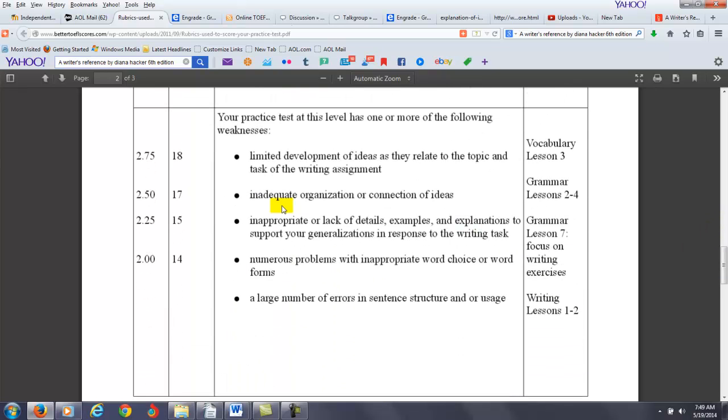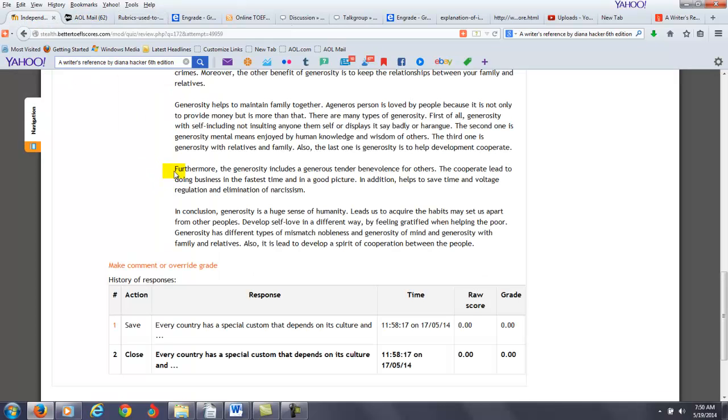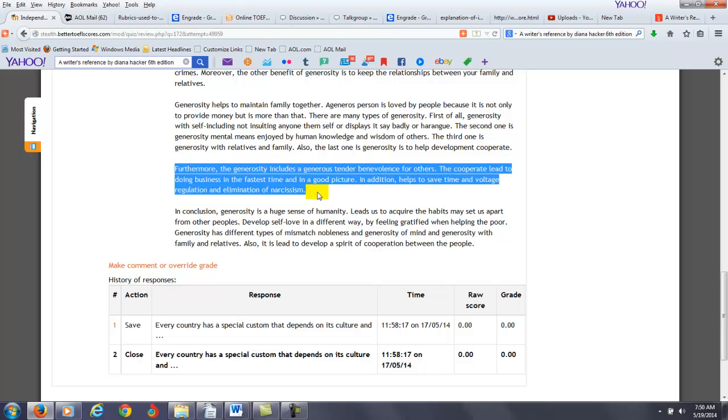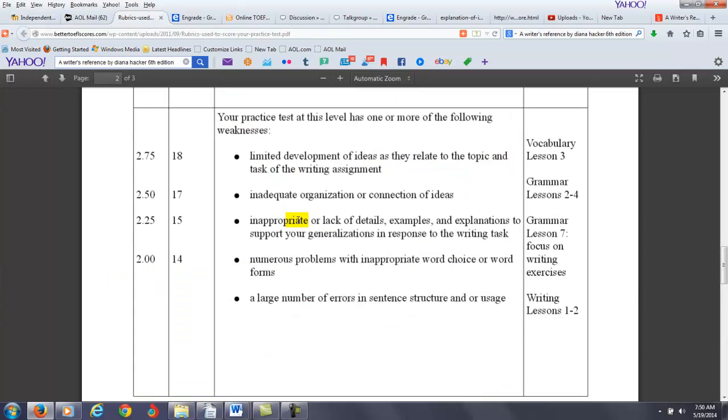Okay, here I'm going to say you had some problems with organization that I pointed out, specifically with the topic sentences in your body paragraphs. So that kind of relates to inadequate organization or connection of ideas. Now, one of your paragraphs was not developed very much. This one here. If you include this as a paragraph, you have to make sure you fully develop your ideas, which you did not. So I think you could have developed those ideas more.